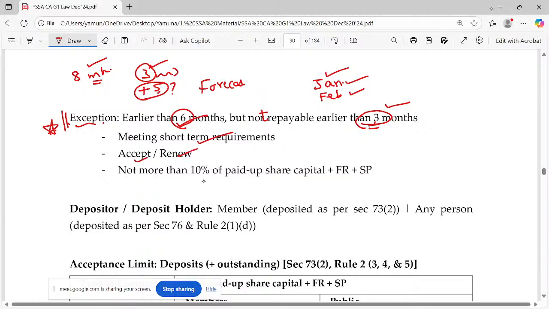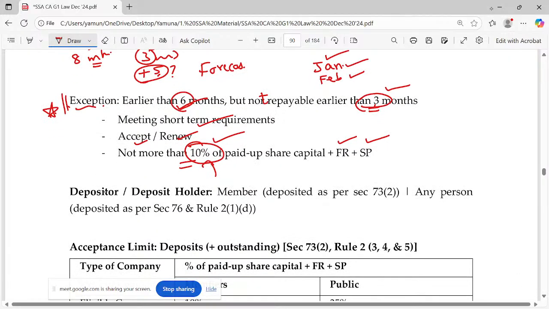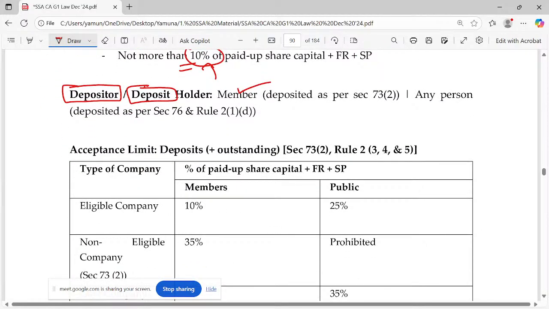Sometimes we accept and renew not more than 10% of the paid up share capital plus free reserves plus securities premium. Usually when you go for borrowing related terms, we go for this percent. If you're buying shares in the company, you'll be called a shareholder. Debentures mean debenture holder. Here, you'll be called a depositor or deposit holder, who will be called a member because he has deposited here. Okay, any person who has deposited.